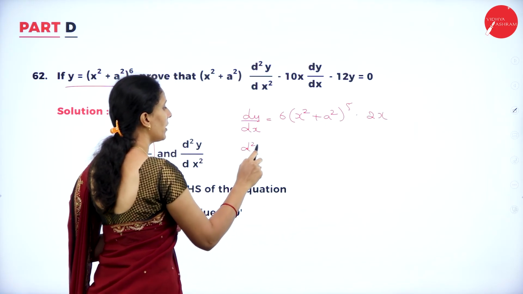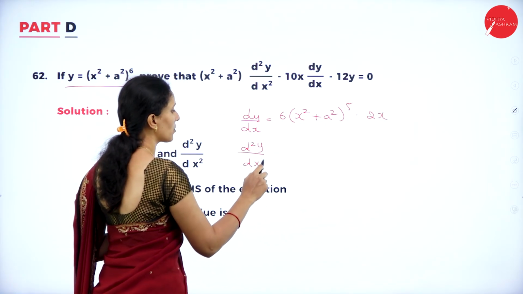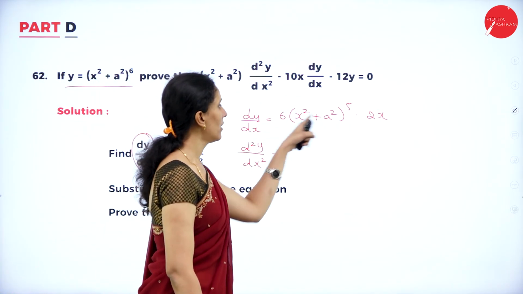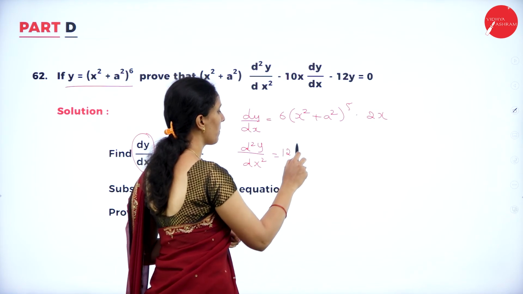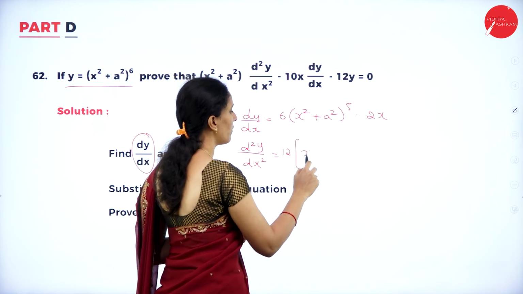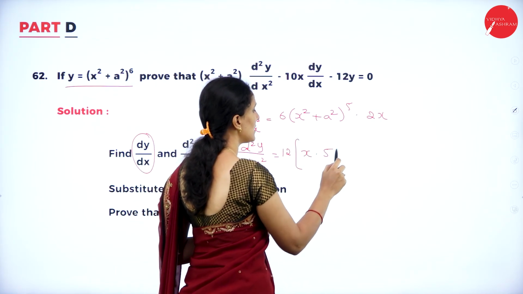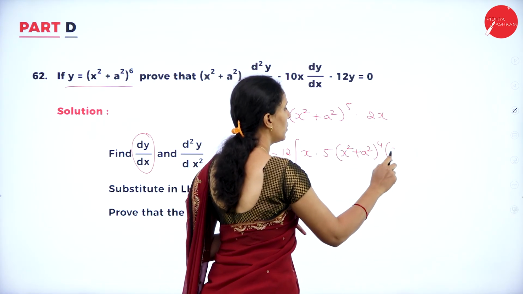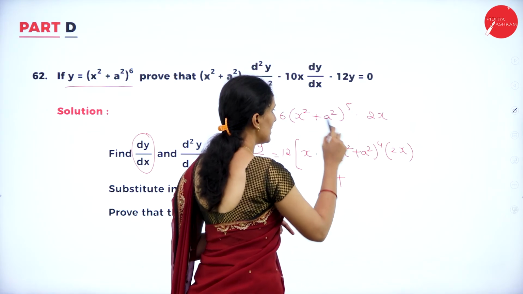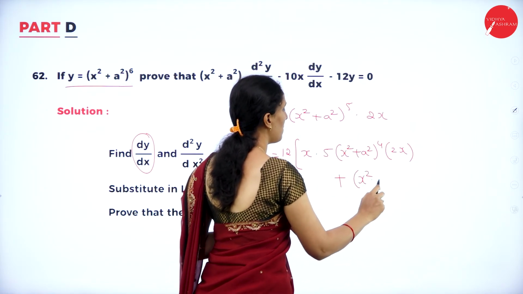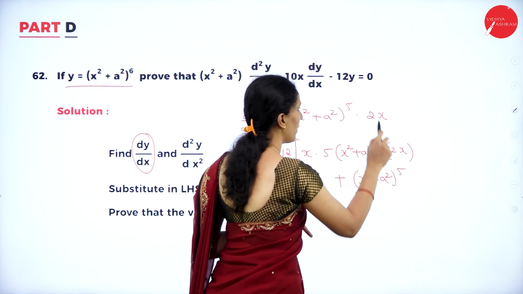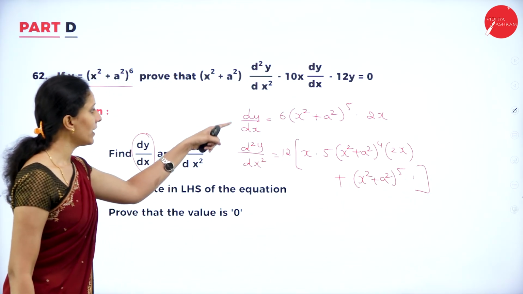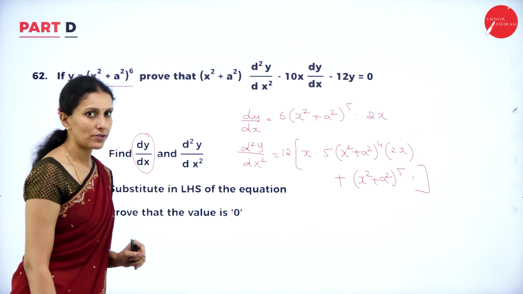Next, if you want to find d square y by dx square, you have to apply the product rule. You can take 12 as a constant, apply the product rule: first function into derivative of the second, again it will be in the form of (x square plus a square) whole to the power of 5 into 2x, plus second function (x square plus a square) whole to the power 5, into derivative of x, which is nothing but 1. So you will find dy by dx and d square y by dx square.